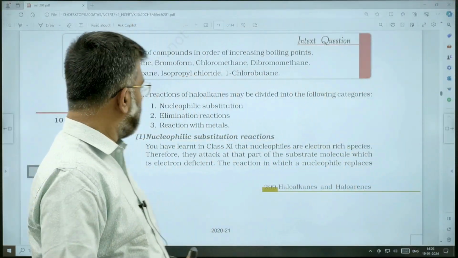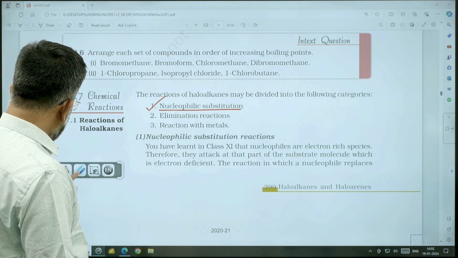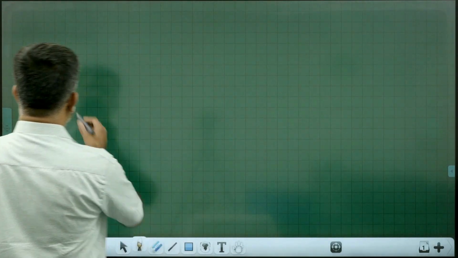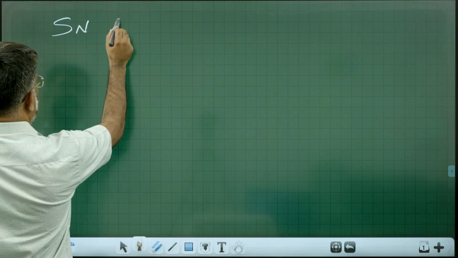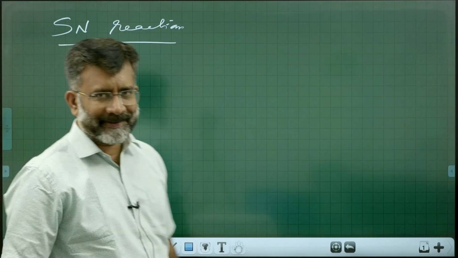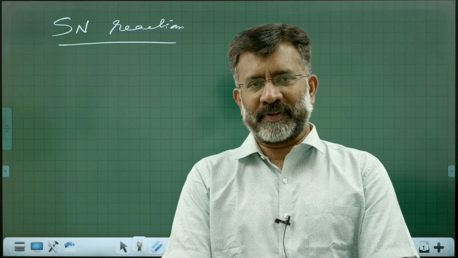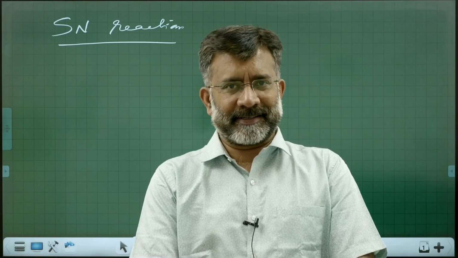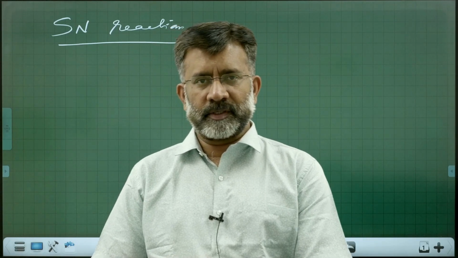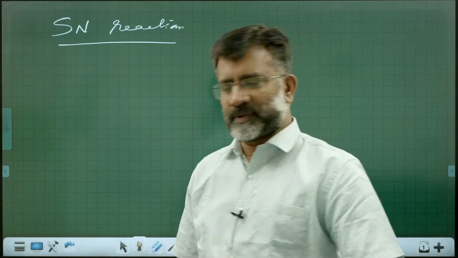So, number 1, nucleophilic substitution reaction. It is also written as SN reaction. All of you know SN means substitution nucleophile. In a nucleophilic substitution reaction, the existing nucleophile, the existing electron rich species, is replaced by another species. That is nucleophilic substitution reaction.